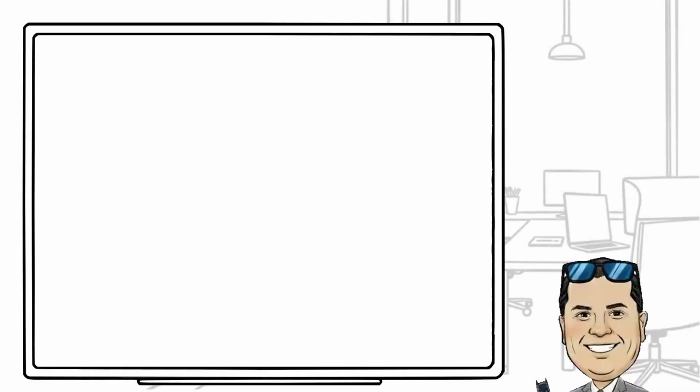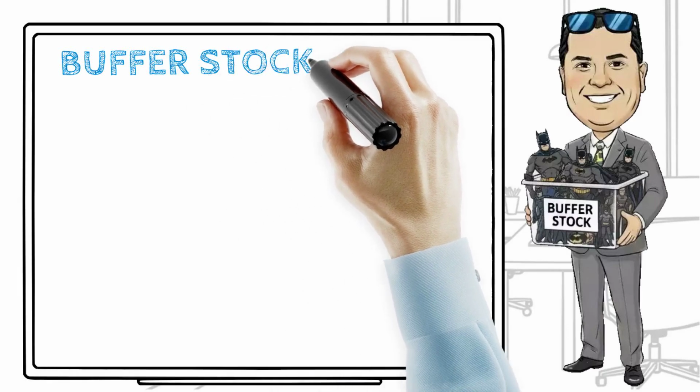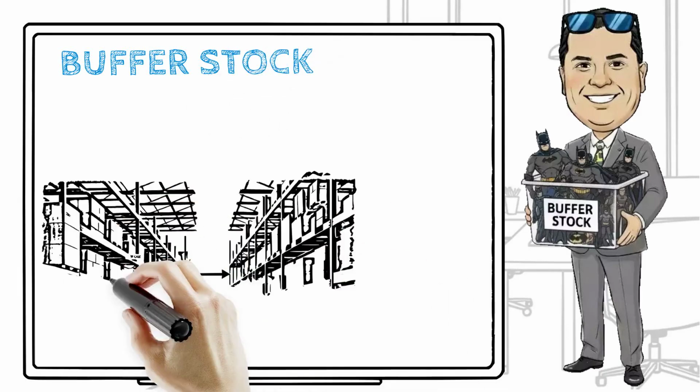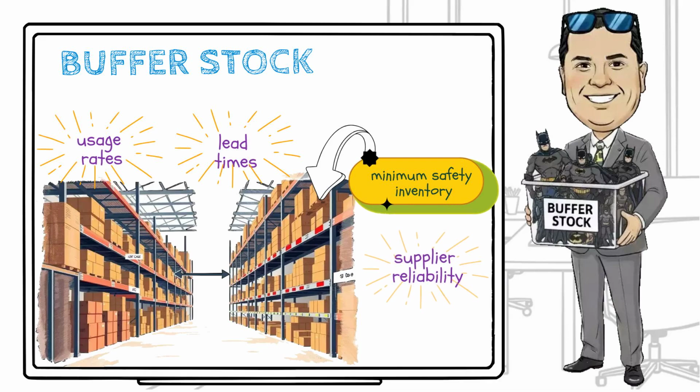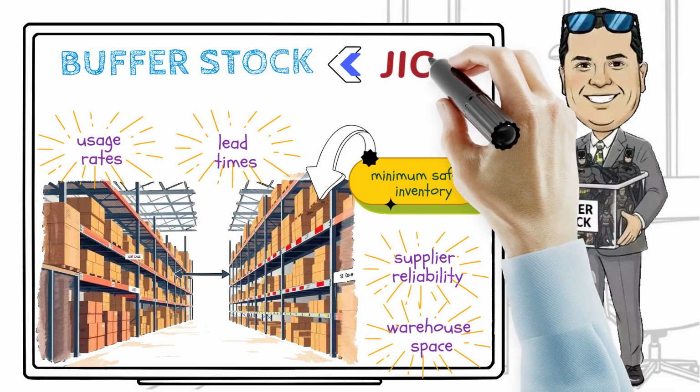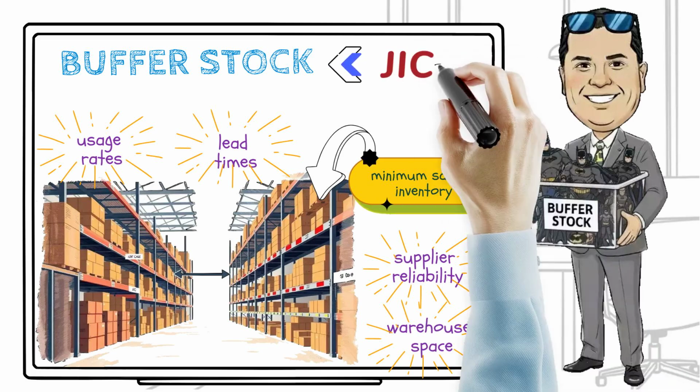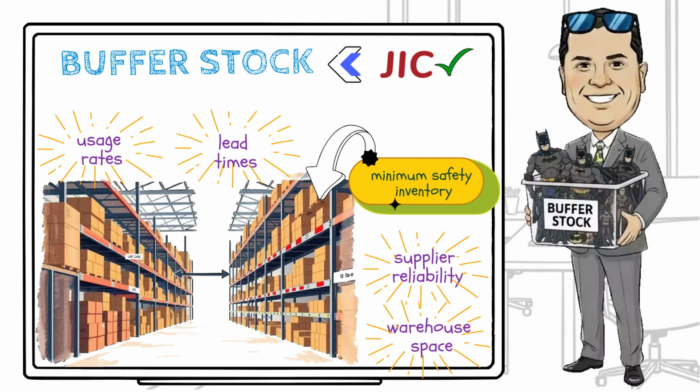Buffer stock. Buffer stock is the minimum safety inventory held to ensure production continues during emergencies or sudden demand. Levels depend on usage rates, lead times, supplier reliability, and available warehouse space. While JIT aims for near-zero stock to free up capital, JIC uses buffer stock to avoid delivery issues and gain bulk buying economies of scale.